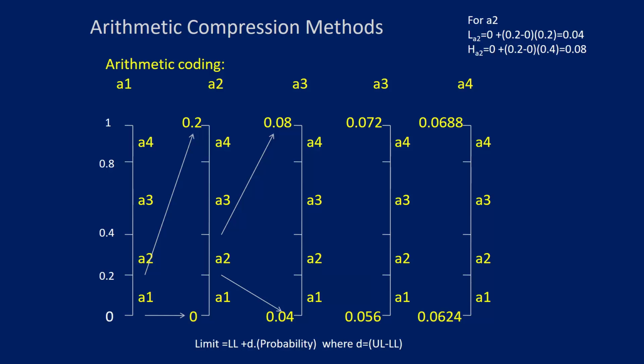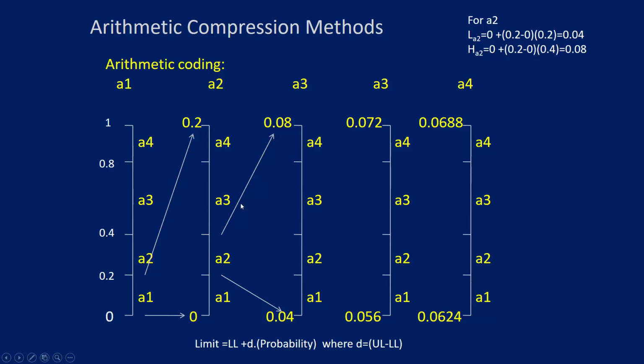Now we are going to expand it for A2, using this formula: limit is equal to the lower limit plus the difference between the upper limit and lower limit times the probability. For A2, the lower limit is 0 plus the difference between the upper limit and lower limit, 0.2 minus 0, times the probability at this position, which is 0.2. So for A2 the lower limit is 0.04.